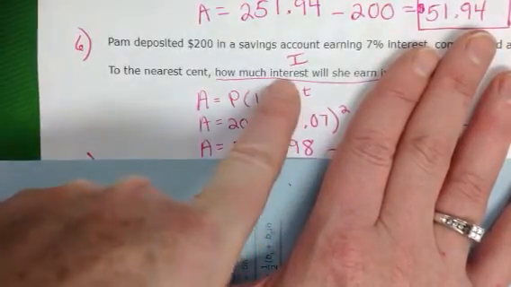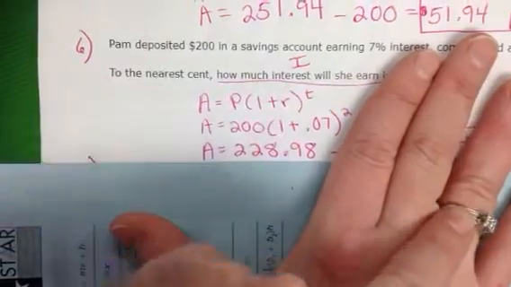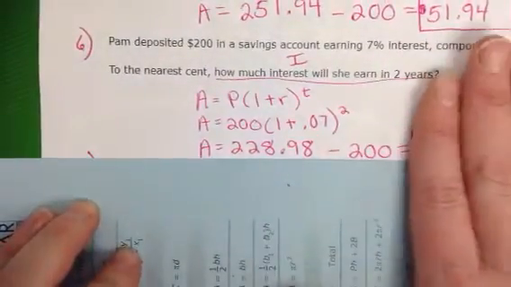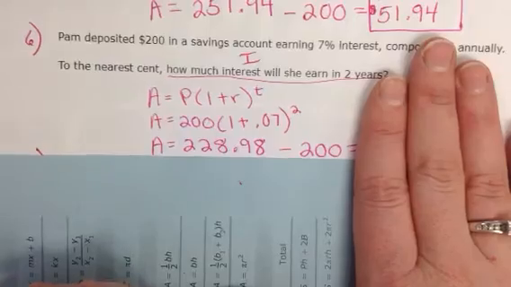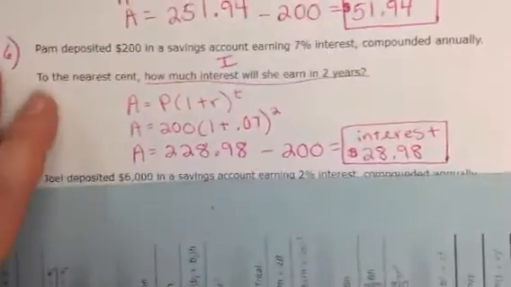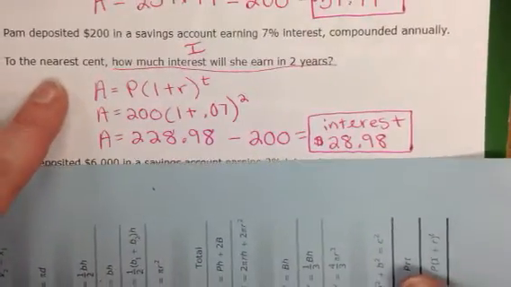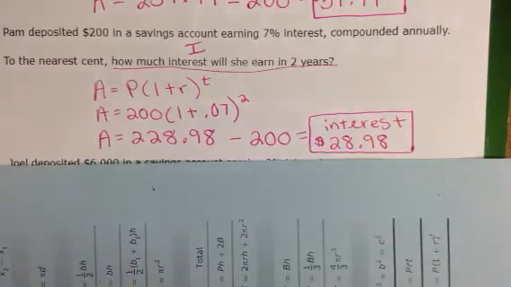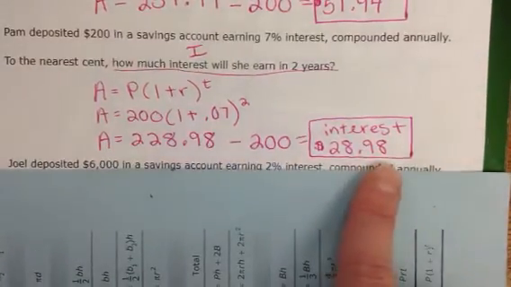So whenever they ask for interest on a compound interest problem, you take away their starting amount so you can see how much money they earned over those 2 years. $28.98.